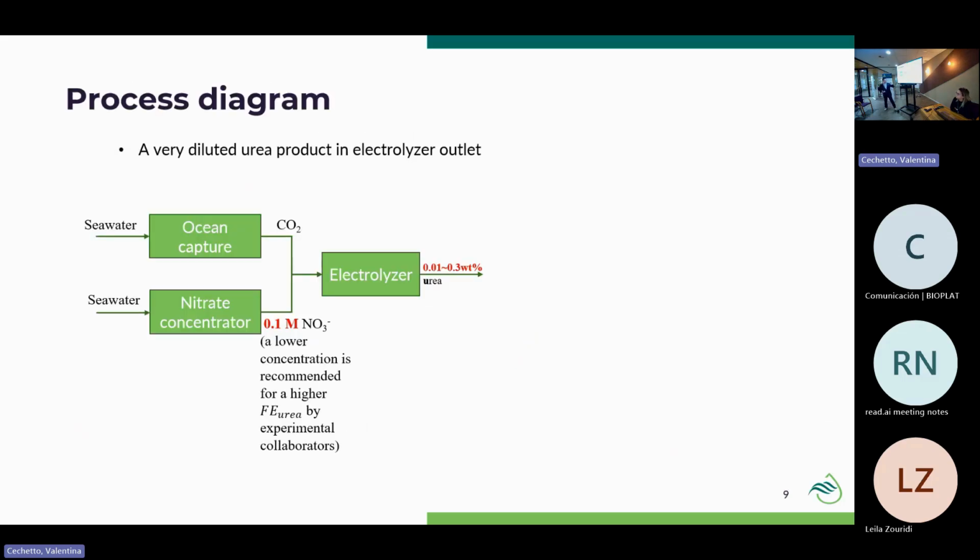The reason we found behind this is that the concentration of the urea product is very, very low, like 0.01%. That's because of our feedstock of nitrate when we're doing it in the lab, which is just like 0.1 molar for the nitrate. And our experimental colleagues say this concentration should be even lower. So if it's lower, this concentration can be even lower. Okay, but we still need to solve the problem, not just point out the problem.